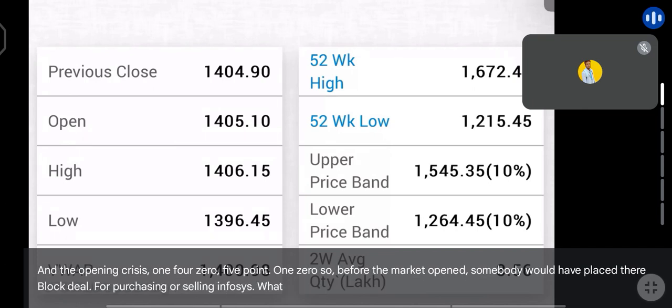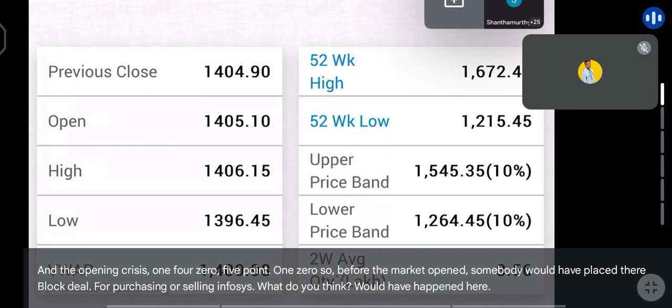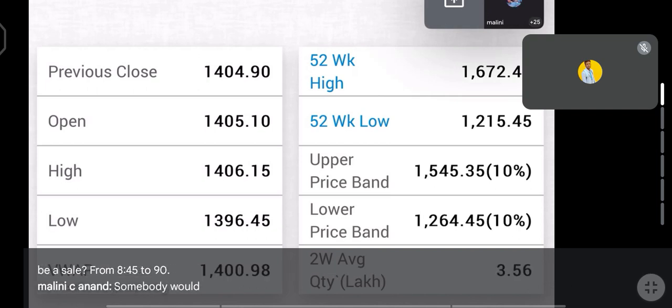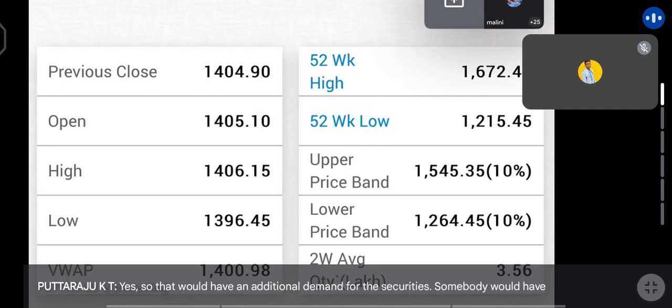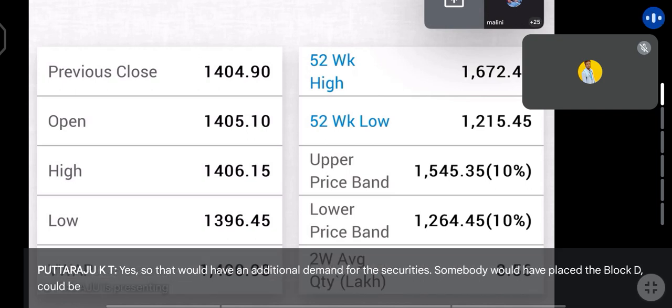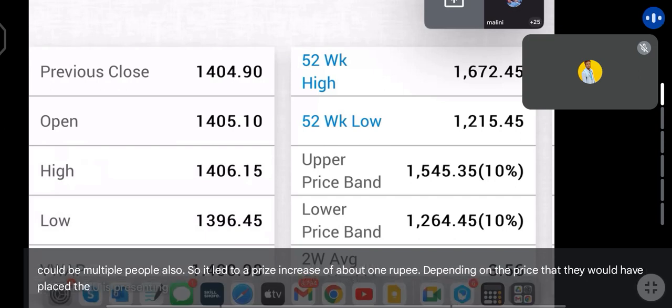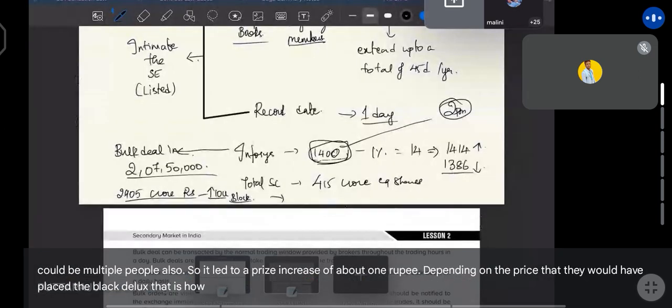So before the market opened, somebody would have placed a block deal for purchasing or selling Infosys. What do you think would have happened here? Would it be a purchase or a sale from 8:45 to 9? Somebody would have bought it. Yes, so there would have been additional demand for these securities. Somebody would have placed a block deal, could be multiple people also. So it led to a price increase of about 1 rupee, depending on the price at which they placed the block deal. That is how bulk and block deals usually work.